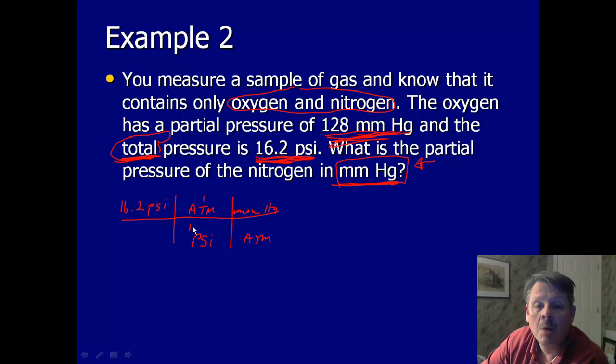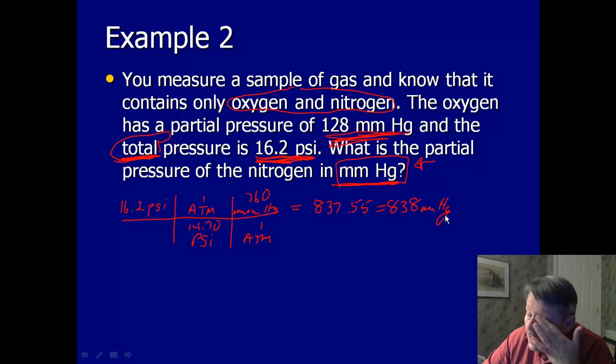And 1 atmosphere is 14.70 psi, and 1 atmosphere is 760 millimeters of mercury. So when I pull out my trusty calculator and do all of this, I get 837.55, or 838 millimeters of mercury. Now, that's my total, right? And the 128 is the partial pressure of oxygen.